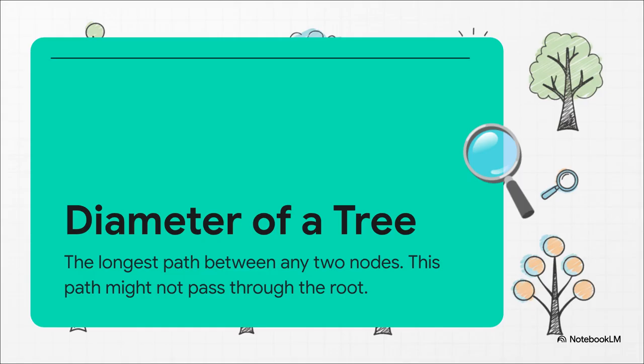It's just the longest path between any two nodes. But here's the classic mistake people make. They assume that path has to go through the root. Nope, it absolutely might not. The analogy of the longest hallway in the building is just perfect. It could be entirely within one wing, completely bypassing the main lobby.